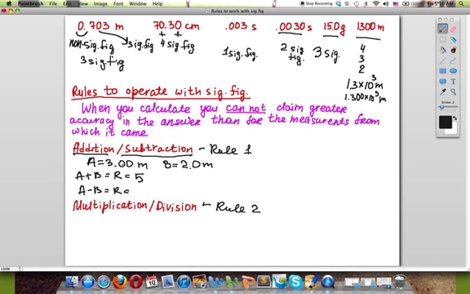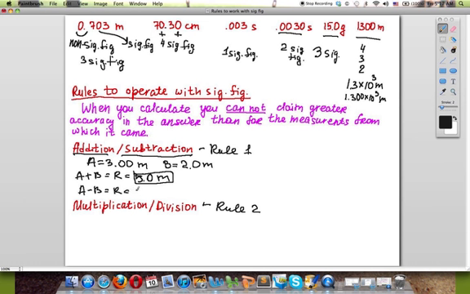Then we need to decide how many decimal places to keep. The number of decimal places to keep is the least number of decimal places in the measurements. The least number in this case is only 1. So it's going to be 5.0 meters, and that's the answer with the correct number of sig fig. In this case our result is not more accurate than the measurements it came from.